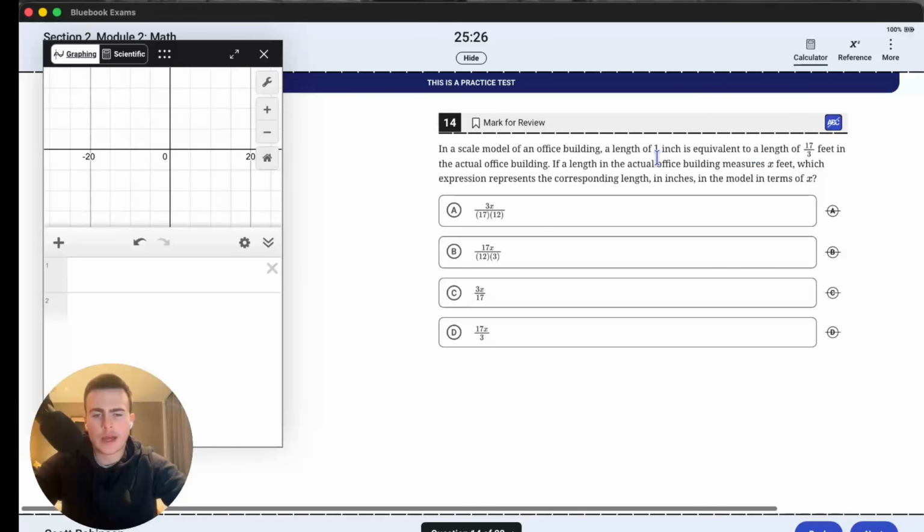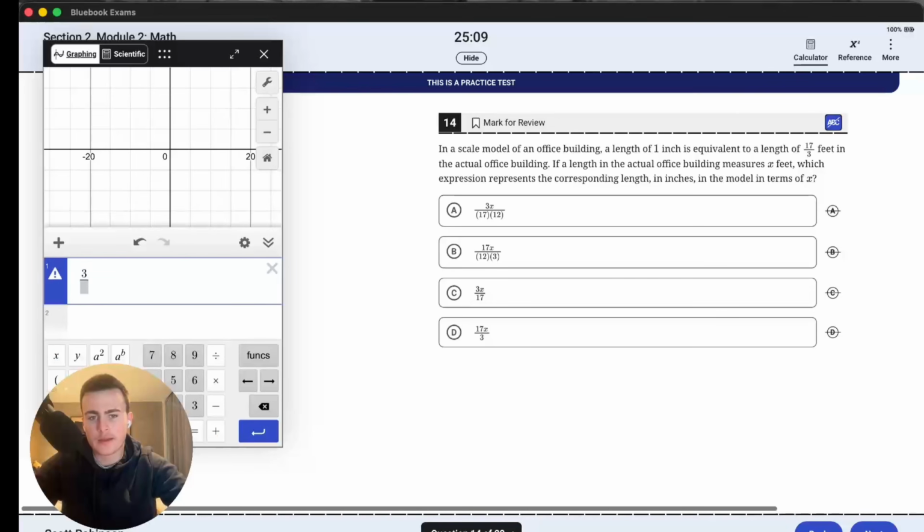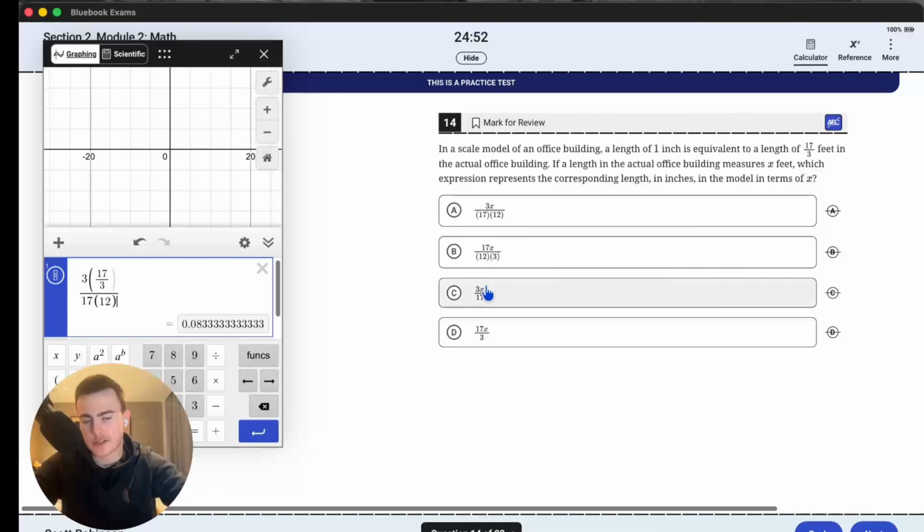Yeah. So for example, if I were to plug 17/3 in, I should get 1 in return because that would show you it corresponds to 1 inch, if that makes sense. So A, for example, 3 times 17/3, and the bottom is 17 times 12. So this should correspond to a length of 1 inch because it tells you the scale model with 1 inch is equivalent to 17/3 feet in the actual one. So we're plugging the x feet in for these functions, and then the output is the scale model. So you should get 1 in return, which means it can't be A.